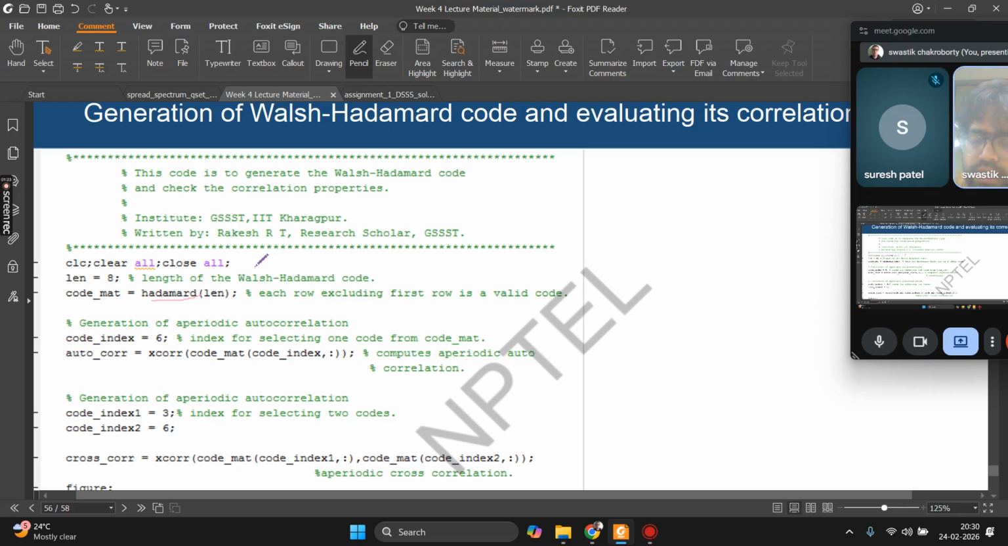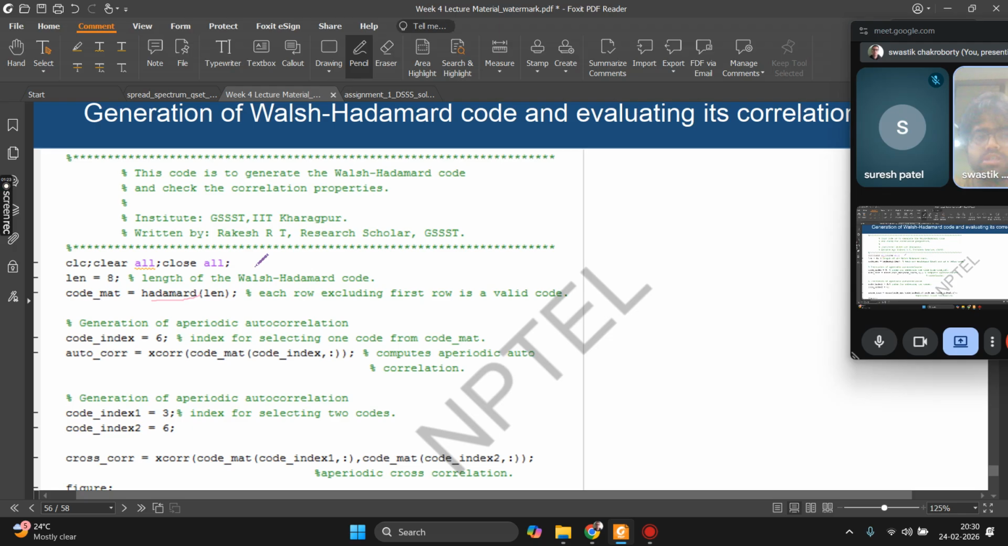Now, generation of aperiodic cross correlation or aperiodic autocorrelation. Our autocorrelation and cross correlation are given by the XCOR function. If you pass one argument to the XCOR function, it will do autocorrelation. If you pass two arguments, it will do cross correlation. So you pass the code that you have generated row by row.